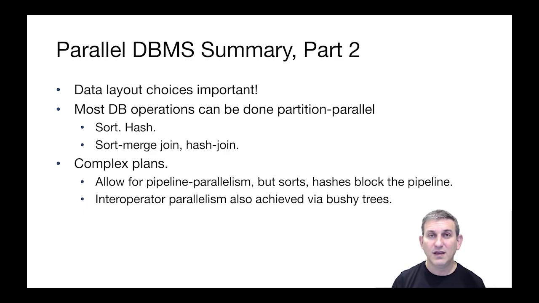For complex plans with multiple operators in a tree of operations, we can get pipeline parallelism, although sometimes sorts or hashes will block our pipelines. We can also get inter-operator parallelism via bushy trees if our tree layout is sort of bushy shaped. But it does require often materializing data so that the subtrees that complete can be then consumed at the same time by the output, even though the two subtrees might finish their work at separate times.